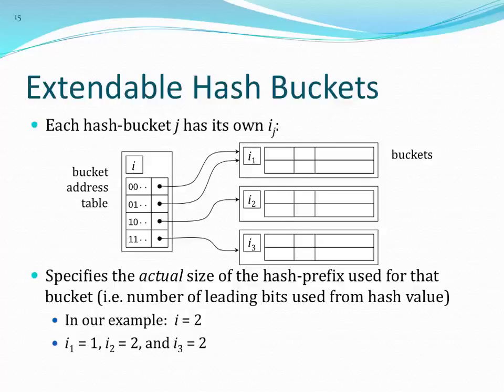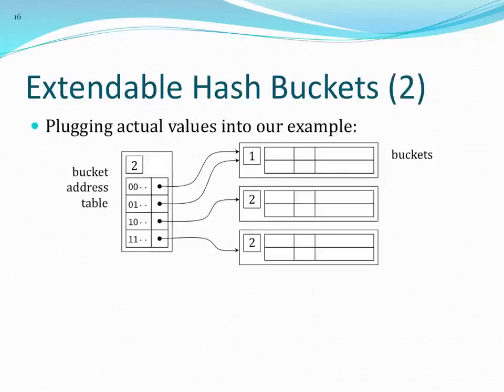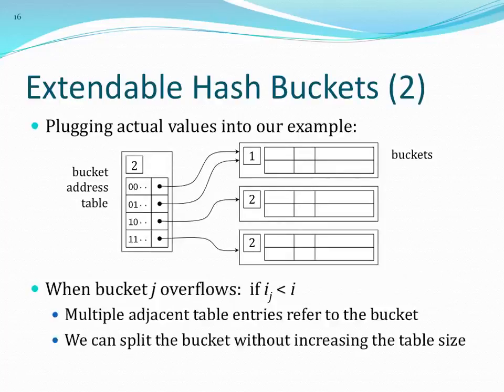If I need to split the first bucket, since I1 is 1, but the bucket address table's I is 2, when I split that bucket, I don't need to do anything to the bucket address table. But if I split the second or the third bucket, their buckets' I values are already 2. So when I split those buckets, now I need to update the bucket address table as well, because I would increase the bucket's I value to 3, but the bucket address table still only has an I value of 2. So I need to actually do some changes there. We'll go ahead and go through some examples here.